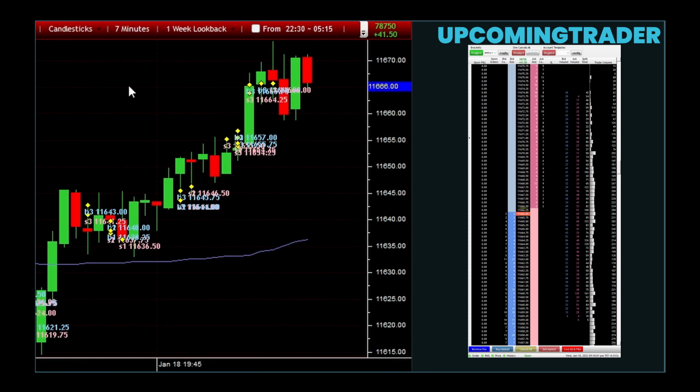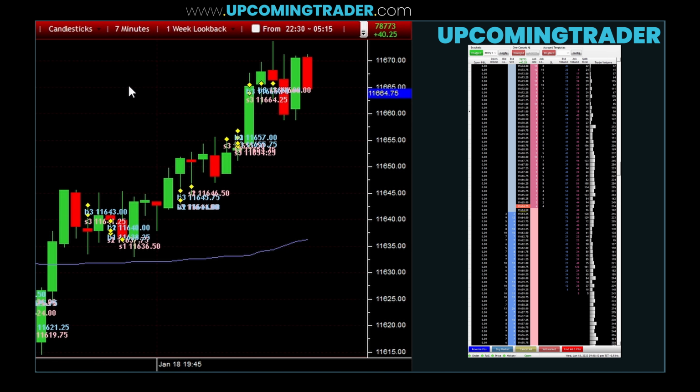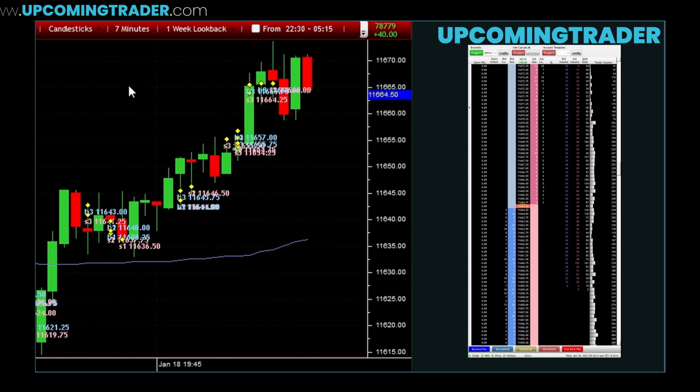For instance, a break above the value area high with strong volume suggests the market is willing to accept higher prices, making it a potential opportunity for a long trade. On the other hand, a drop below the value area low could indicate a bearish move, providing a possible shorting opportunity.